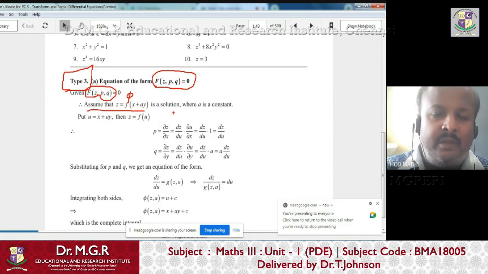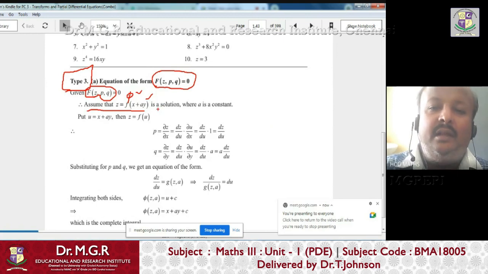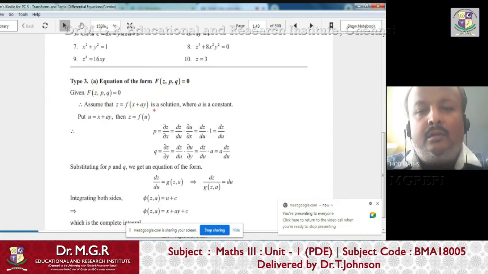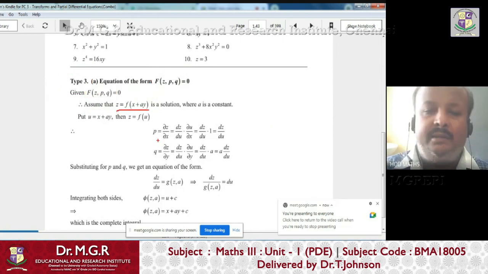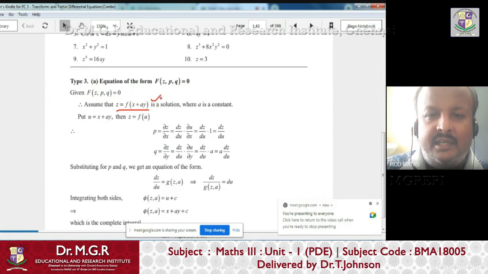Just like in type 1 and type 2, we assumed the solution of the form z equals ax plus by plus c. Here, instead of arbitrary constants, we assume an arbitrary function with an arbitrary constant, where a is an arbitrary constant. So this is our assumption as the solution of the given PDE. Now from this relation, what do we get? Previously in type 1 and type 2, from the assumption we got p equals a and q equals b, and we substituted that in the original equation. So here, what we get from this assumption is very, very important.